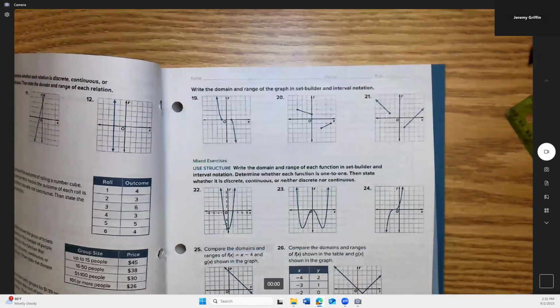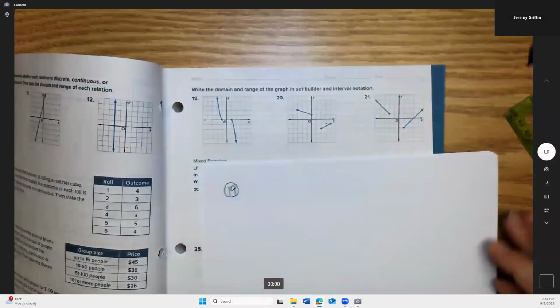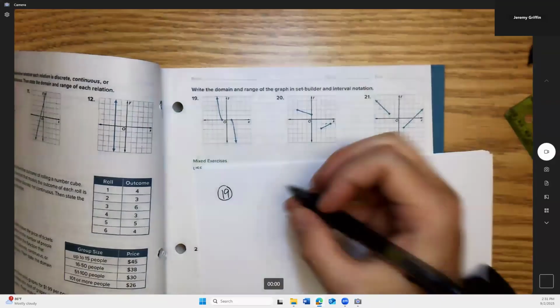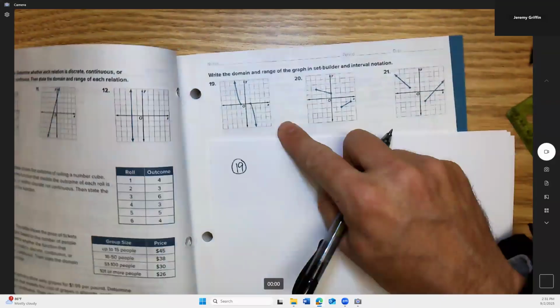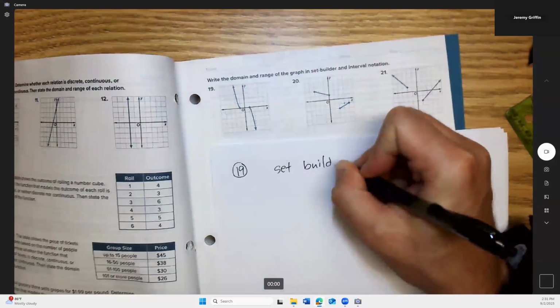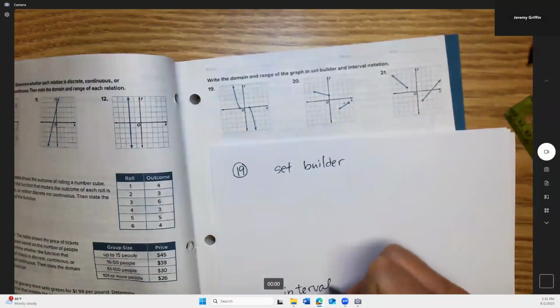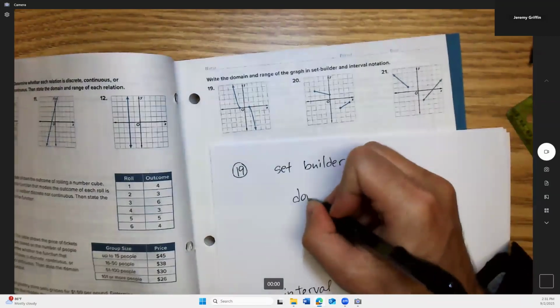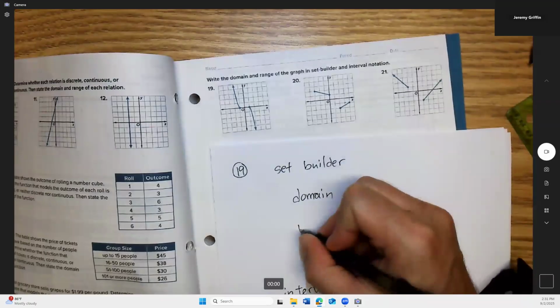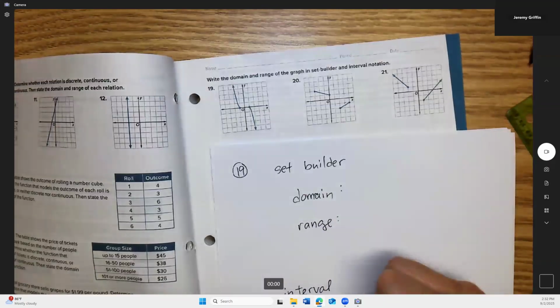So number 19: domain and range in set builder notation and interval notation. Set builder notation, and we'll do interval notation. Domain, range, domain, range.